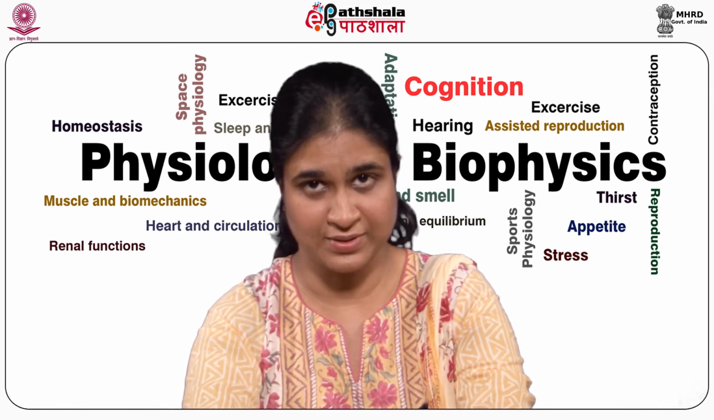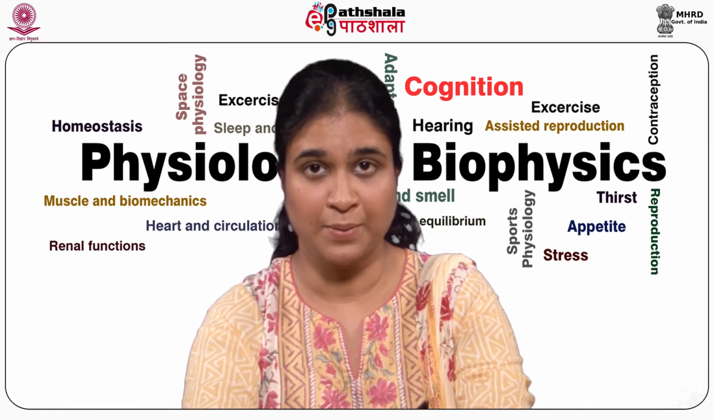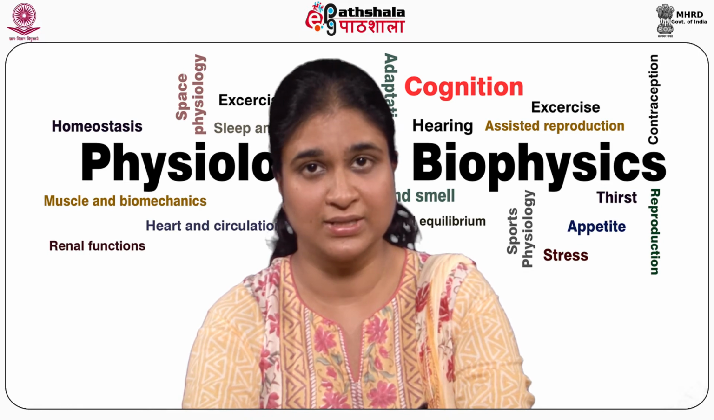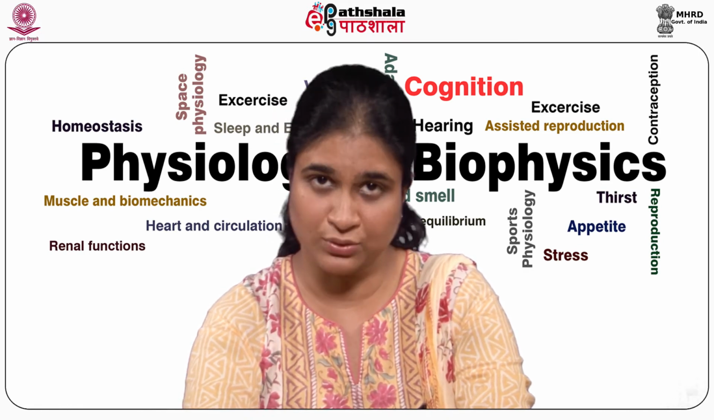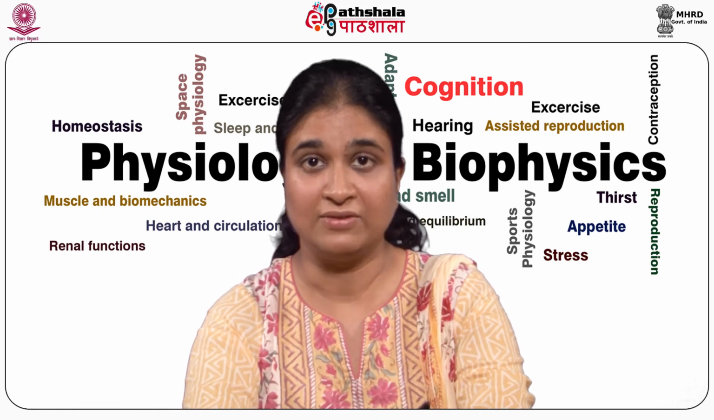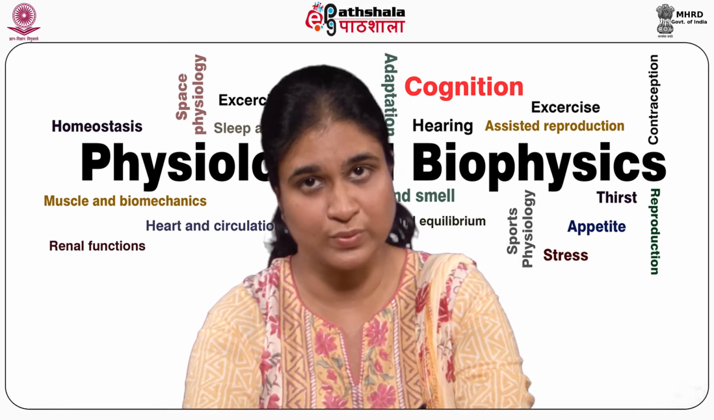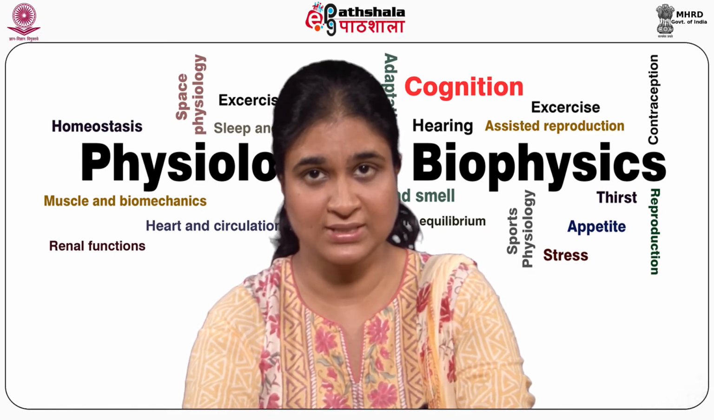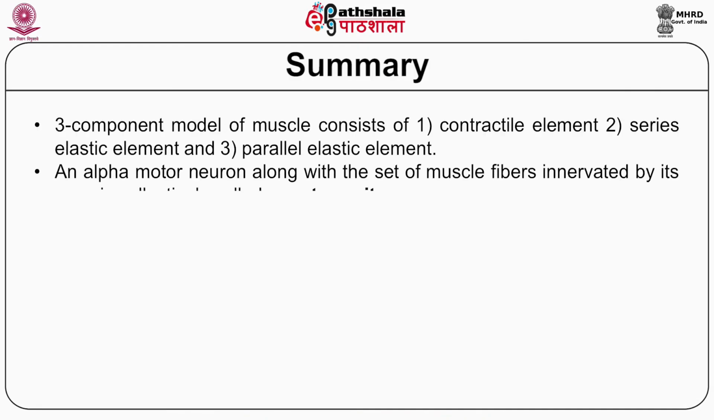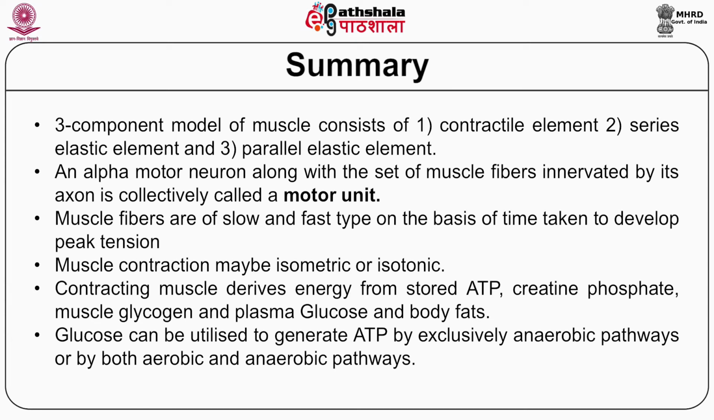Slow twitch fibers have greater aerobic capacity than fast twitch fibers because of greater abundance of mitochondria, higher capillary density and myoglobin levels, while fast twitch fibers have higher glycolytic capacity than slow twitch fibers. Finally, to summarize, the three-component model of muscle consists of contractile elements, series elastic elements and parallel elastic element.